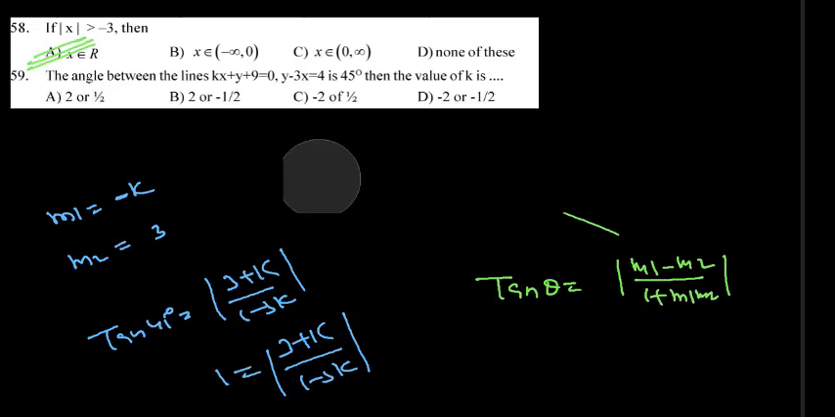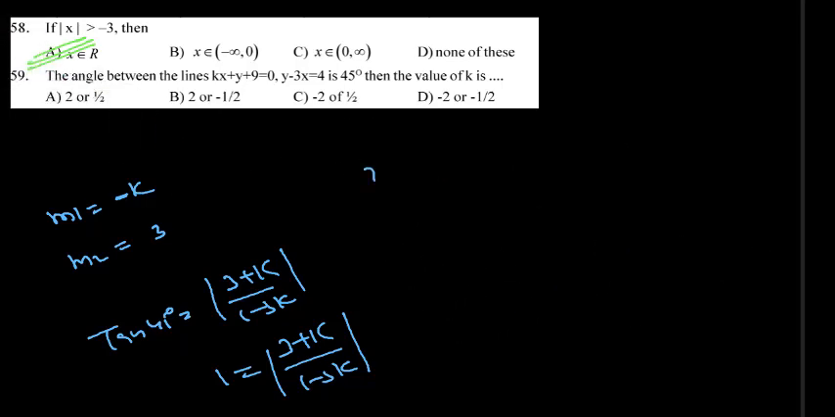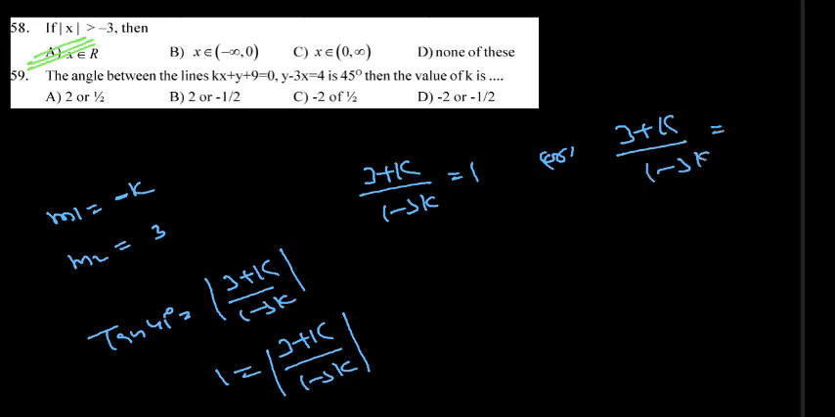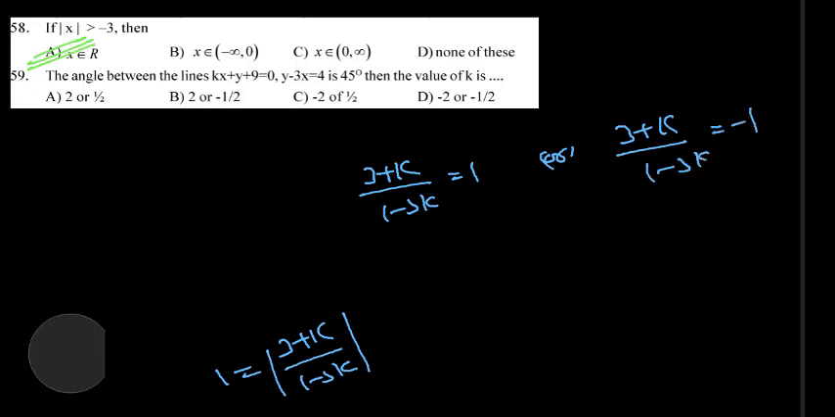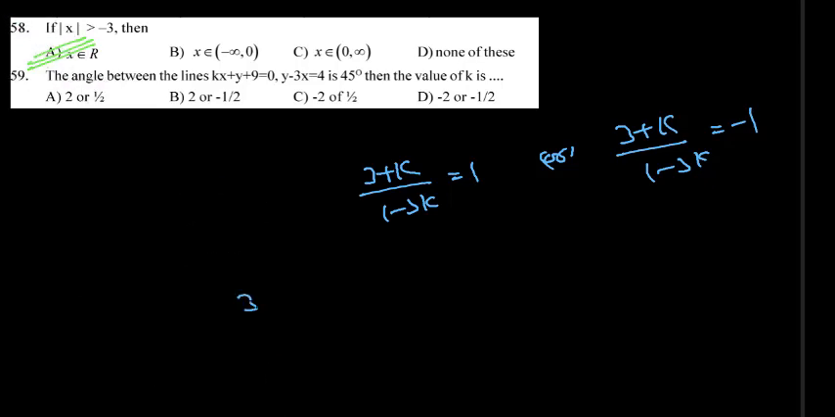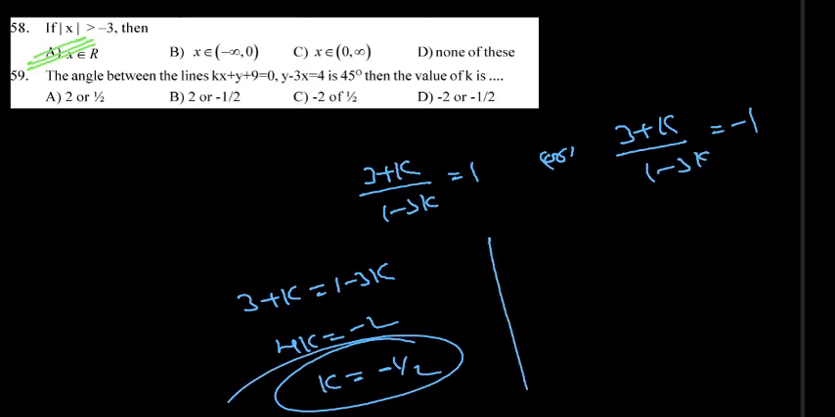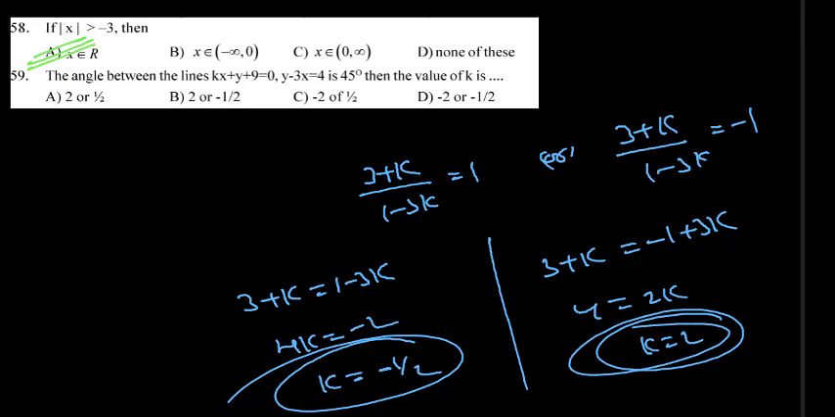So finally, students, what I can say here, (3 plus k) by (1 minus 3k) equal to 1, or (3 plus k) by (1 minus 3k) equal to minus 1. Now we want to find the value of k. So 3 plus k equal to 1 minus 3k, or 4k equal to minus 2, or k equal to minus 1 by 2, one of the k values. Here 3 plus k equal to minus 1 plus 3k. Okay, students, 4 equal to 2k, k equal to 2. So k equal to 2 or minus 1 by 2. You can go with option B.